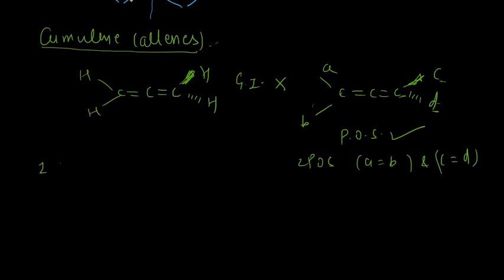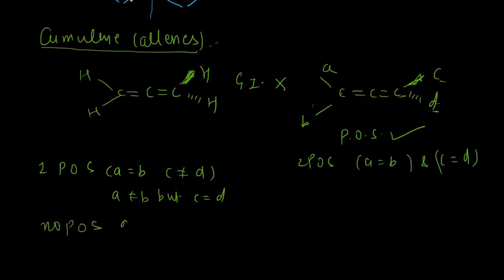It has one plane of symmetry if A equals B and C not equals D, or if A not equals B but C equals D. It has no plane of symmetry if A is not equal to B and C is not equal to D. It has no POS. So that was the allenes.